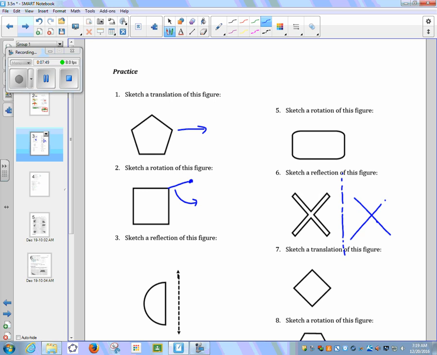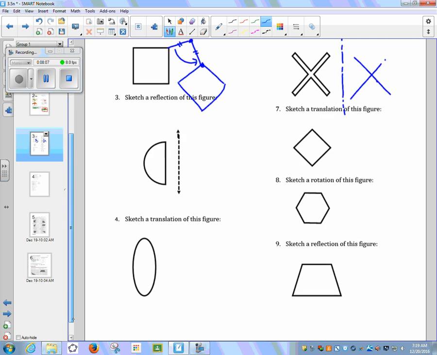Right? Rotation, this is going to rotate maybe like this. I didn't do that very well. Right? We want this to be the same distance away, so it's going to be more like that rotation. So you can practice those a little bit.